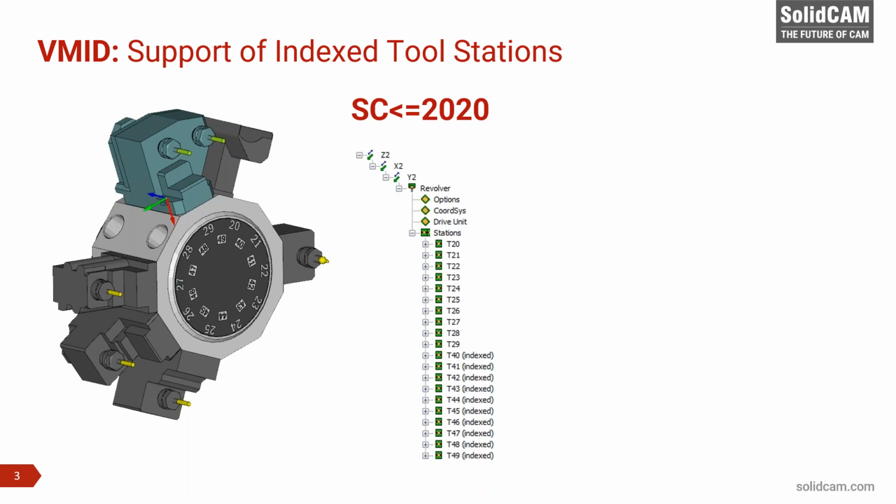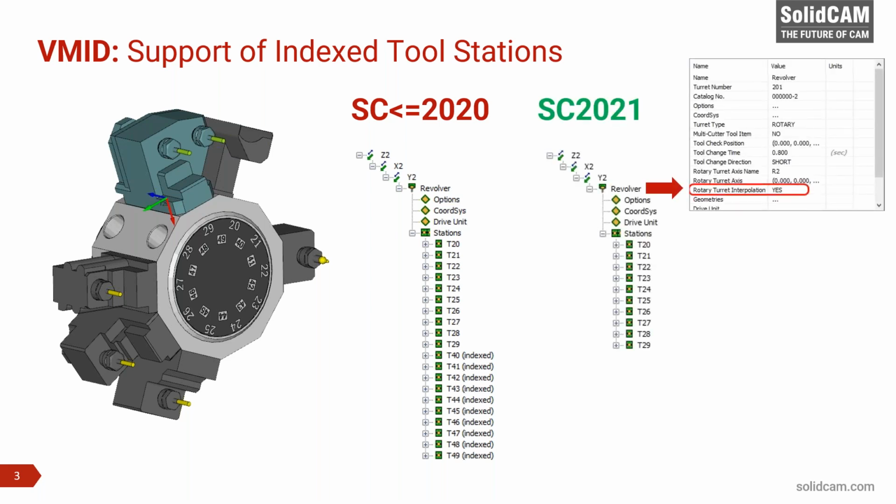Now, if you followed some of our previous webinars, you figured out that we have a new option available in SolidCAM 2021. It's rotary turret interpolation, which basically allows you to define only the main real turrets, okay? Not turrets, sorry, the physical stations. And the indexed position will be the measured orientation that you are going to measure the tool, and that will be your index position.